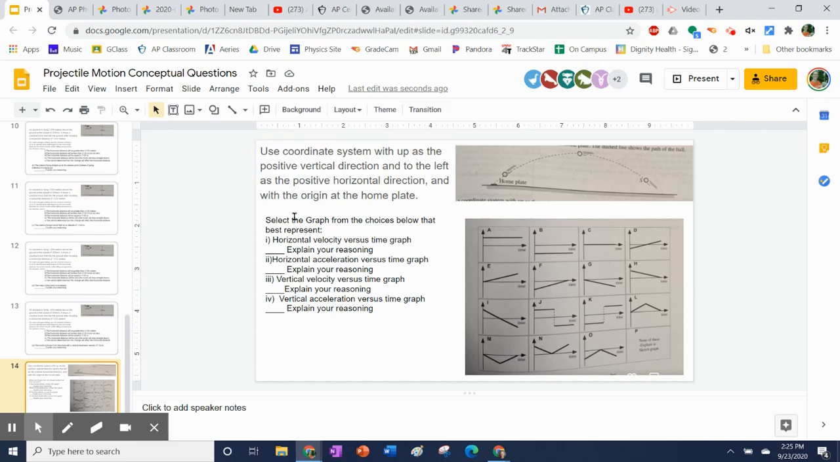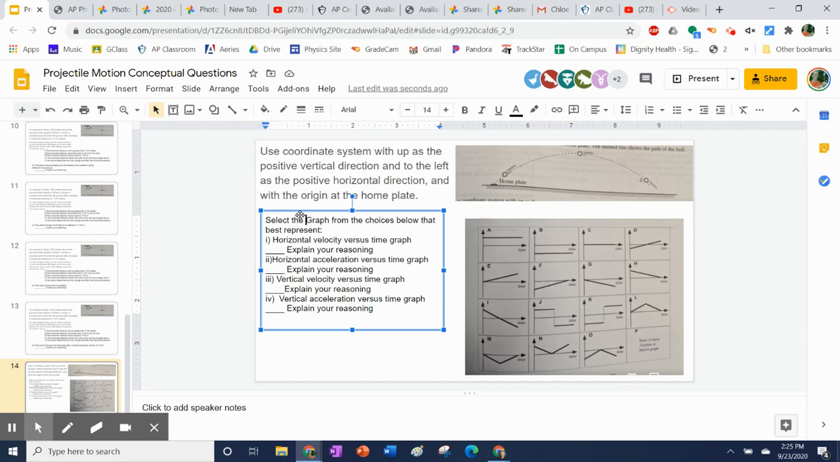So I'm going to say select a graph for each.